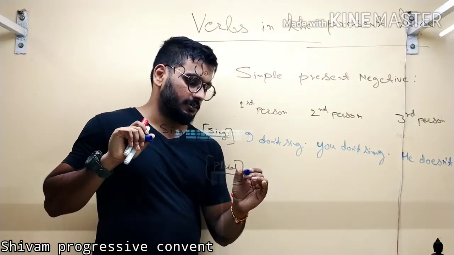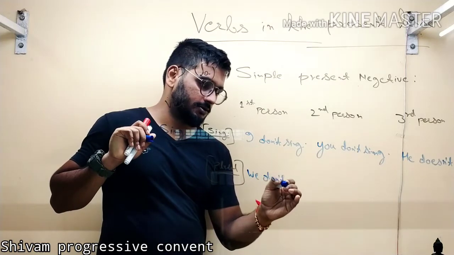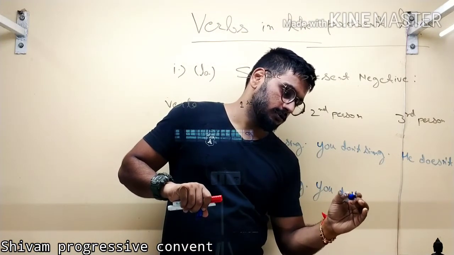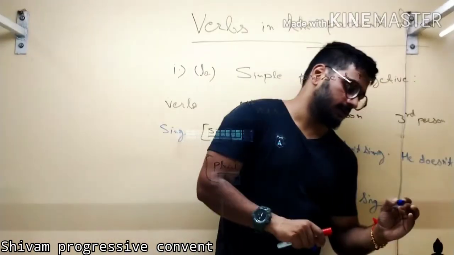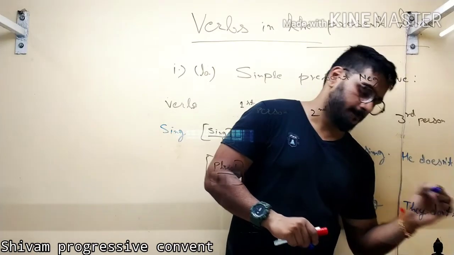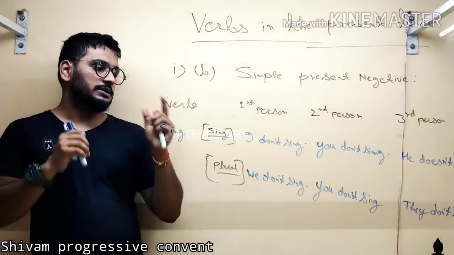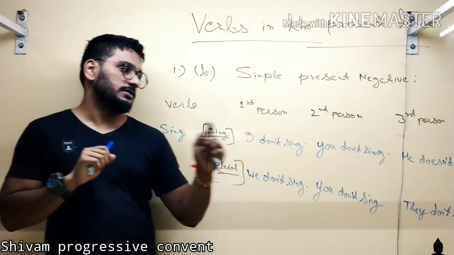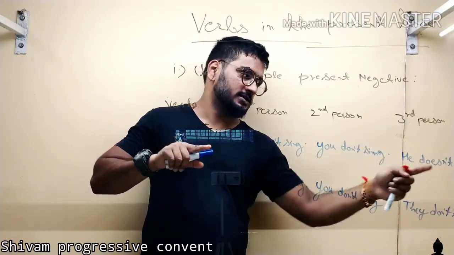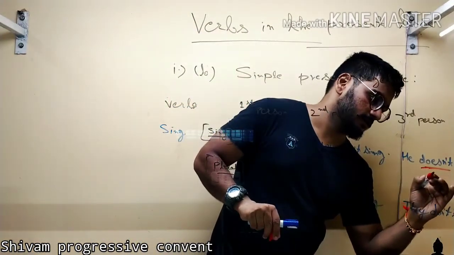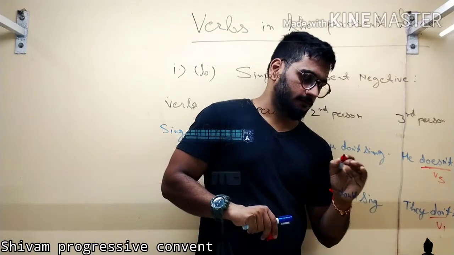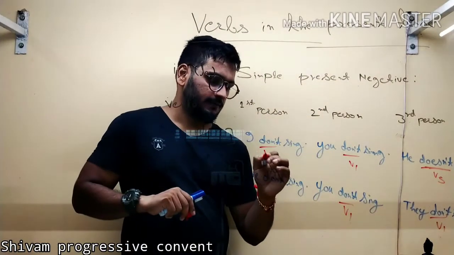Similarly for plural form it will be we don't sing, तुम लोग नहीं गाते हो, you don't sing, and वे लोग नहीं गाते हैं, they don't sing. So again just see, the change still comes in the third person singular form. So the change always exists in third person. This is V5 form, and then these are V1 form. V1, V1, V1 and V1.